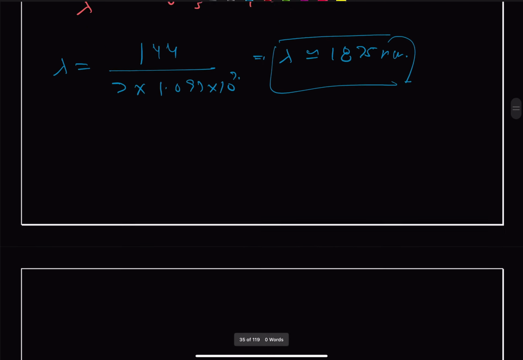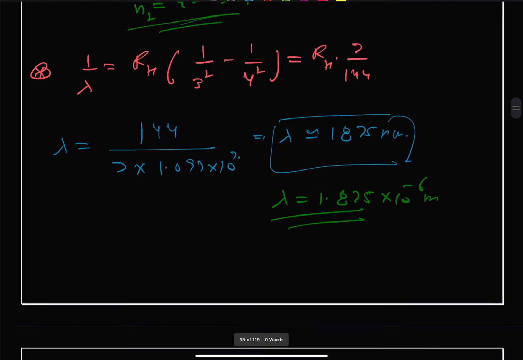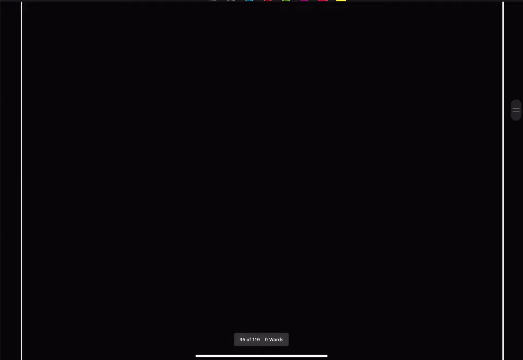It is written in meters, so we can just reformulate it. Lambda is equal to 1.875 into 10 raised to the power minus 6 meters. Okay, so option 4 is correct.